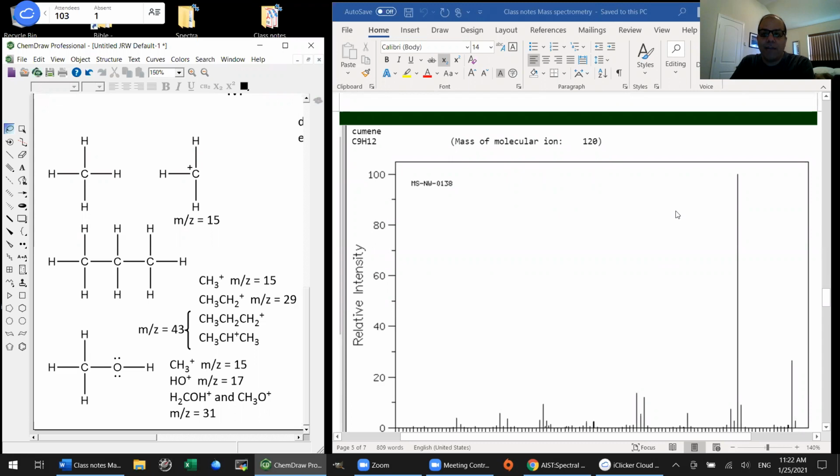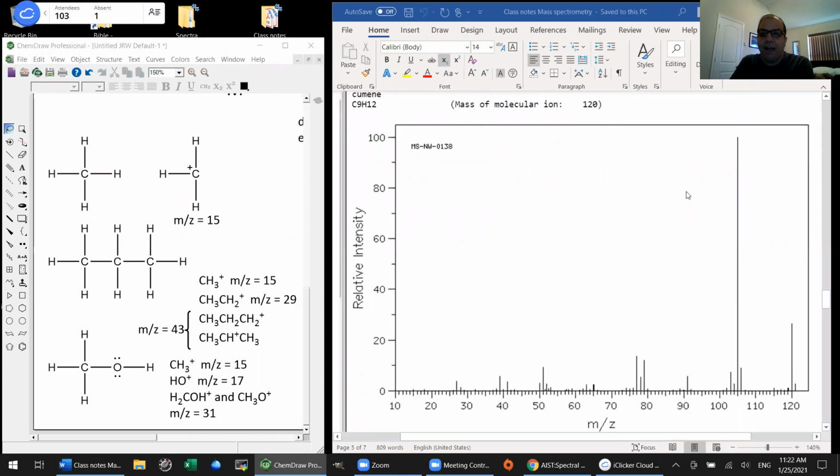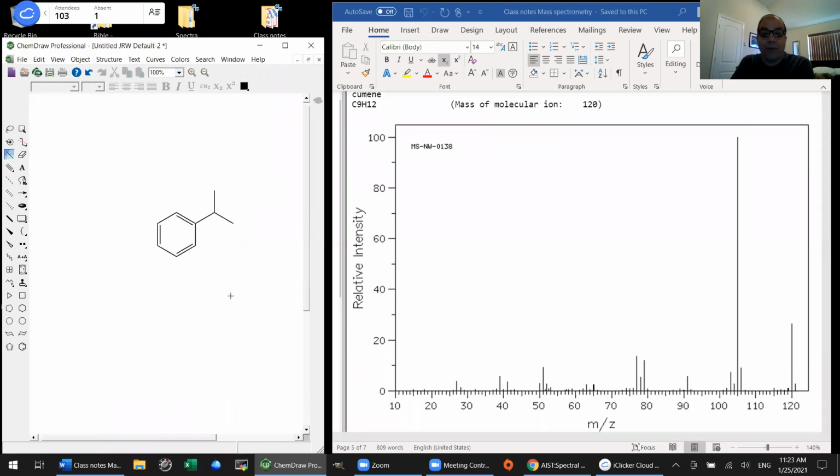Cumene, that might be interesting. Cumene is isopropyl benzene, not that I would expect you to know that, at least not yet. You might learn that later on when we get to aromatic compounds. So what are we going to be able to see? Well, I would expect we'd be able to see the molecular ion, at least I'd hope. Again, they were kind enough to give us that. And there it is at 120 AMUs. That's going to be our molecular ion.